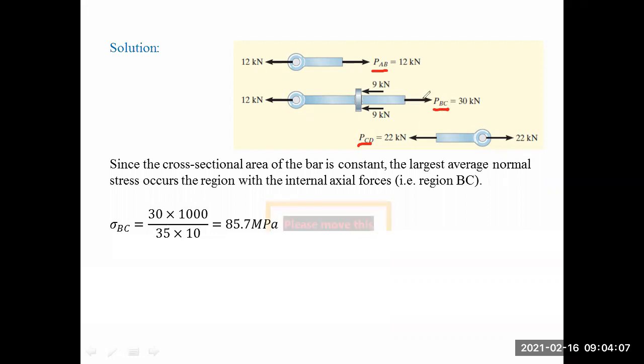So now we also can know the direction of PBC, because these two are in the same direction as the 12. So you have 18 plus 12, which is equal to 30, acting this way. So definitely the force acting on this side would be opposite and equal to 30 kilonewton. So you have to apply this equation: summation of forces along the x is equal to 0, and then you're going to get PBC.